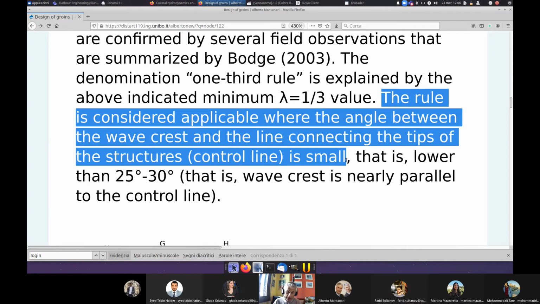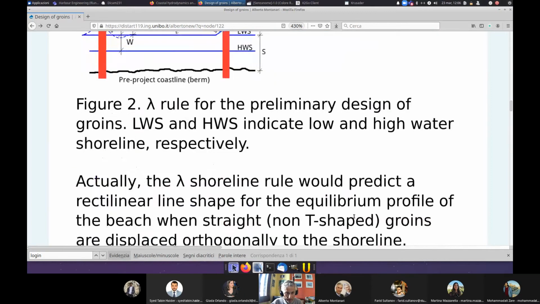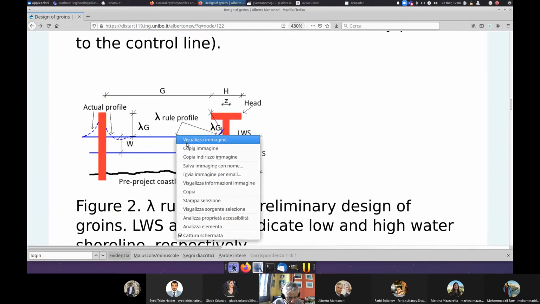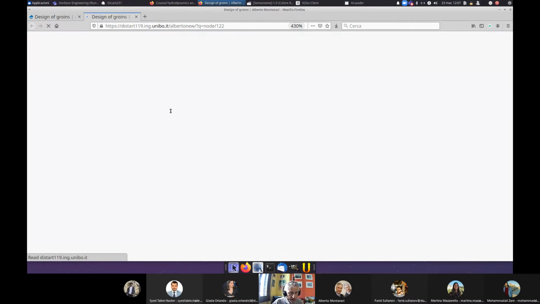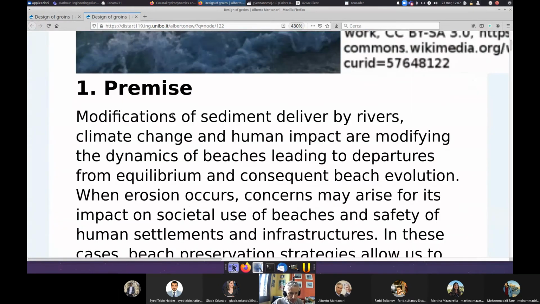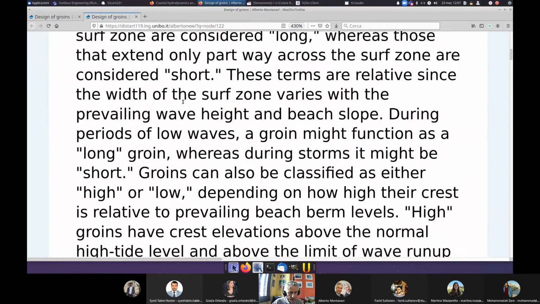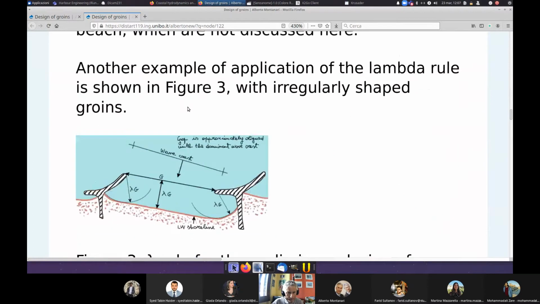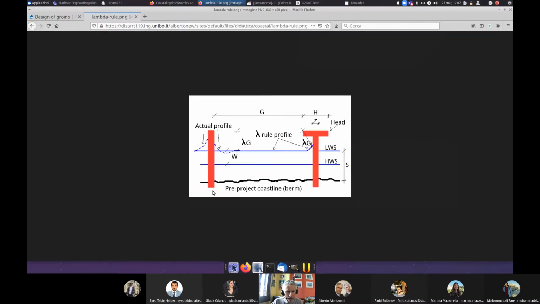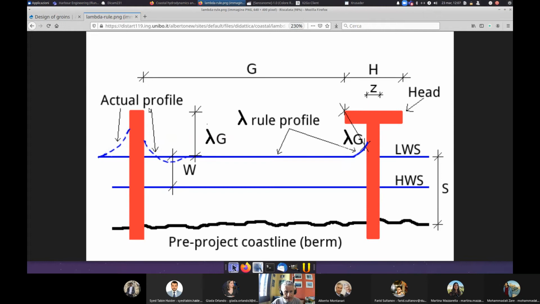The control line, let me go to the figure. I'm sorry. Let me open a new tab and get the figure in this new tab. Here it is. Okay, so what is the control line here? It's the line connecting the tips of the groins. So look at my mouse. This is the control line.